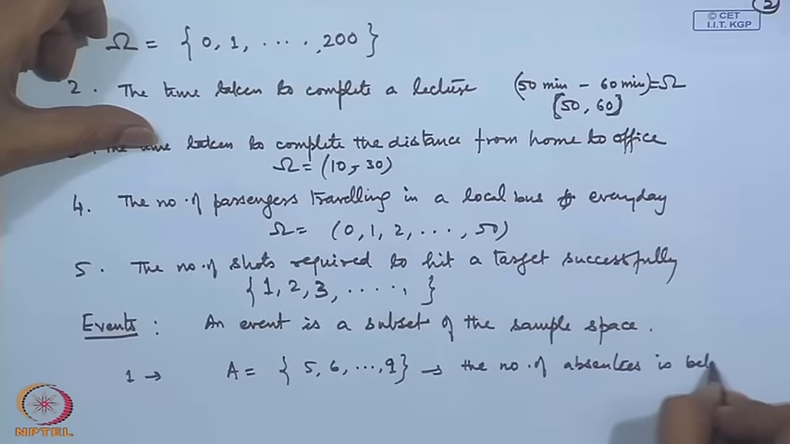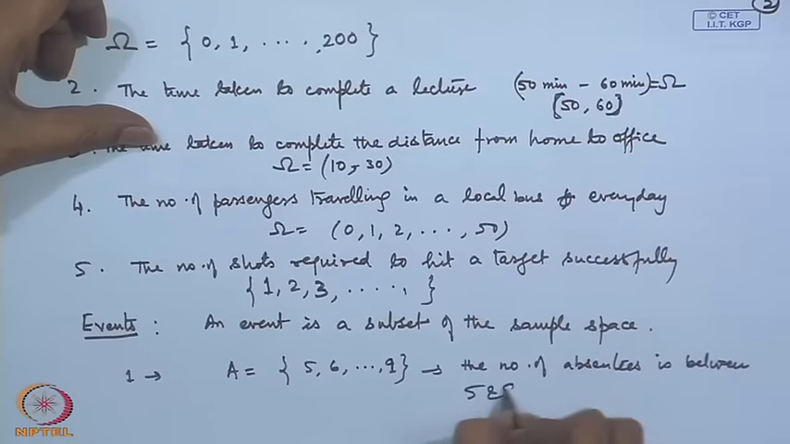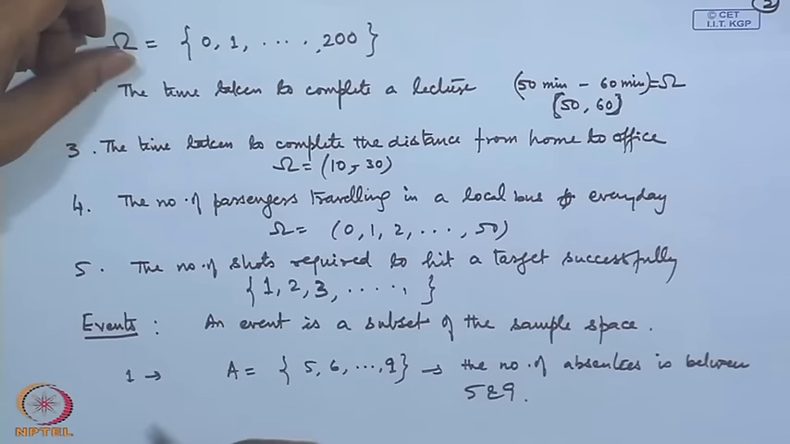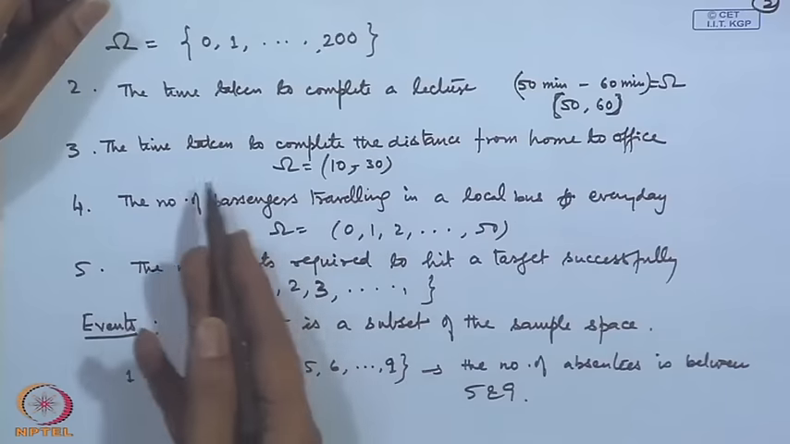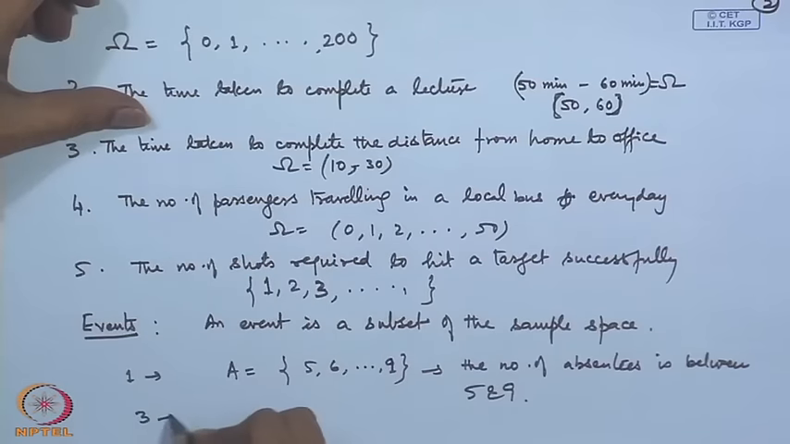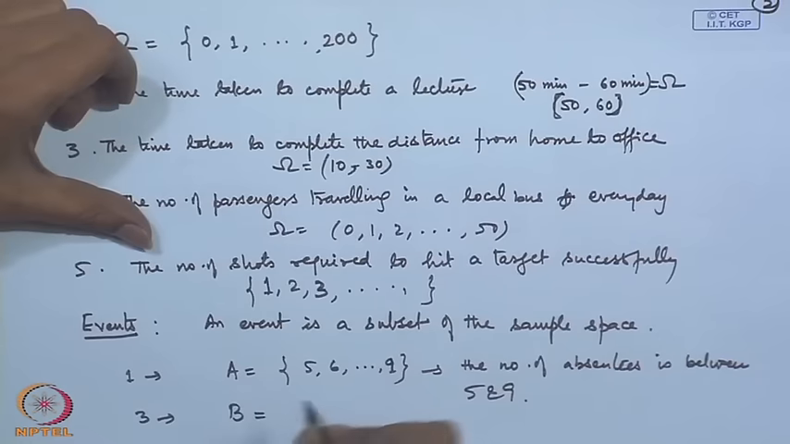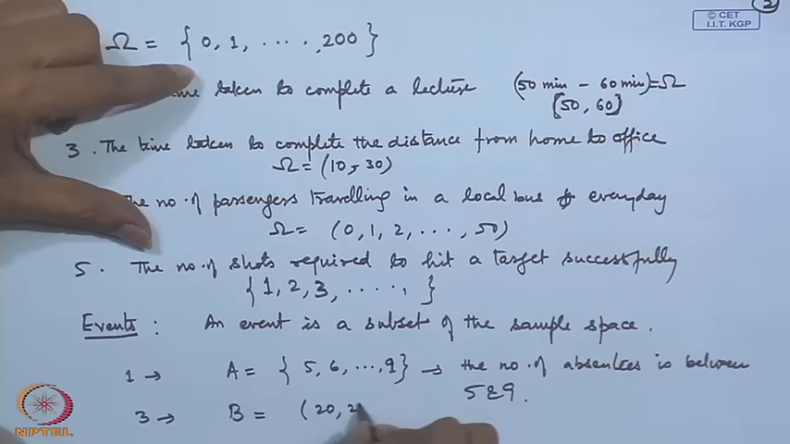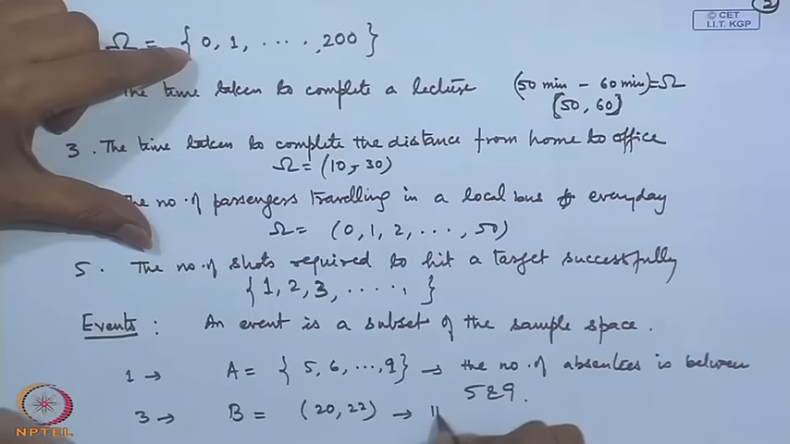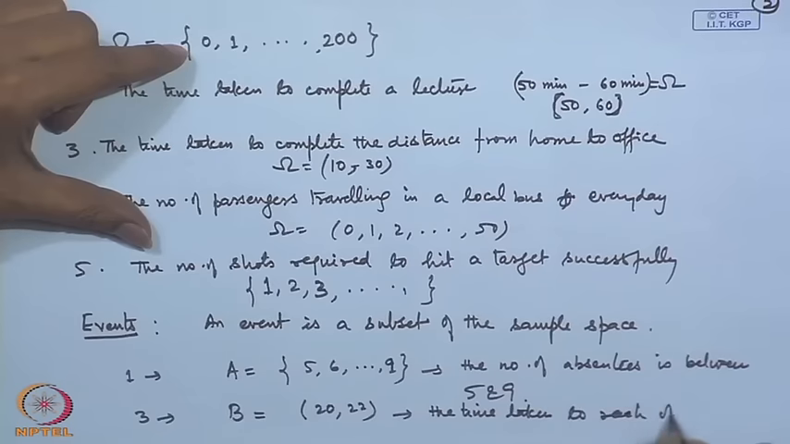is between 5 and 9. Let us consider the third experiment, the time taken to complete the distance from home to the office. I may consider the event as say 20 to 22. So, this means that the time taken to reach office is between 20 to 22 minutes.